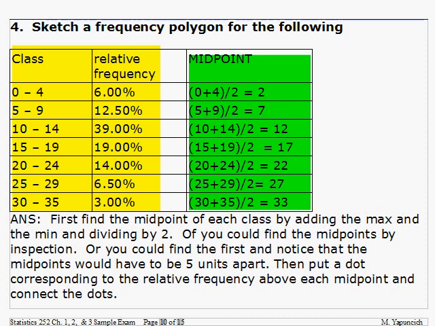Then I give you graph paper. You don't have to do the histogram. At each midpoint you put the corresponding frequency in a dot, and then you connect up the dots by straight lines.